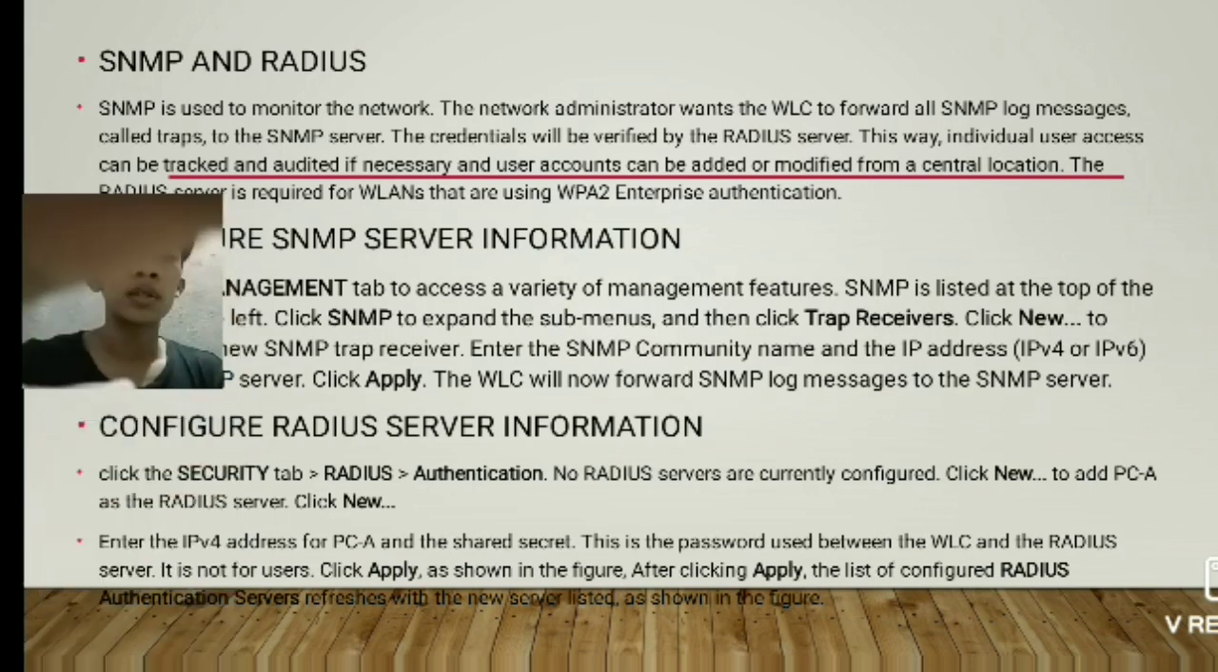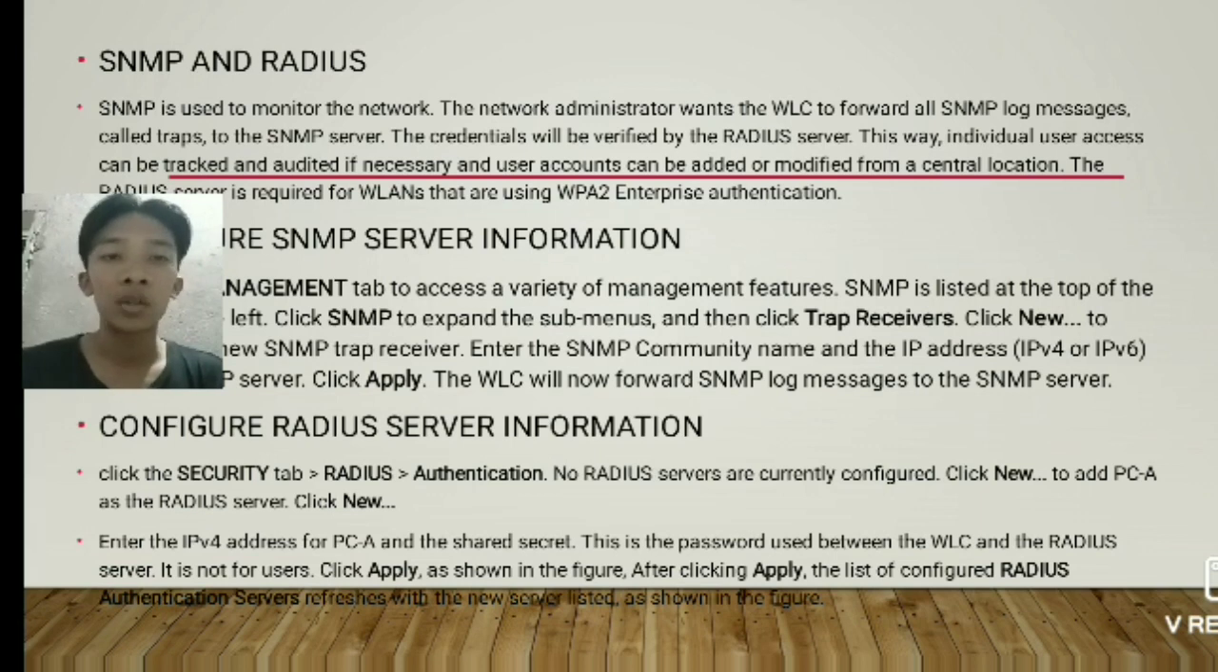Configure RADIUS server information. Click the Security tab. Next, click RADIUS, and then Authentication. No RADIUS servers are currently configured. Click New to add PCA as the RADIUS server. Enter the IPv4 address of PCA and the shared secret. This PCA is PC1. This is the password used between the WLC and the RADIUS server, not the user password. Click Apply, as shown in the figure. After clicking Apply, you will see the configured RADIUS authentication server listed, as shown in the table.